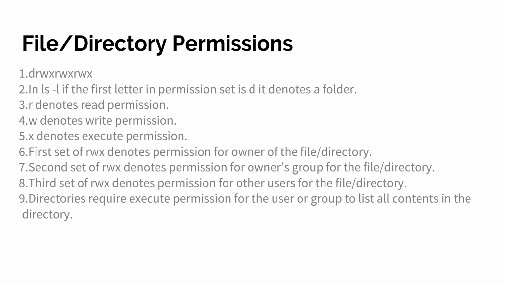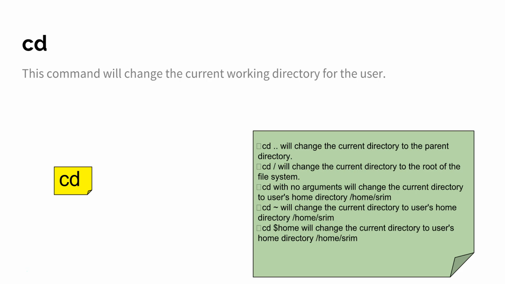Directories require execute permission for users to see the list of contents. So if you want a group of users to see the files inside a directory, you have to grant them execute permission. Otherwise, they can't see the files. That's very important. And only when you give execute can they really execute a program from that folder. Otherwise, they can't execute anything.